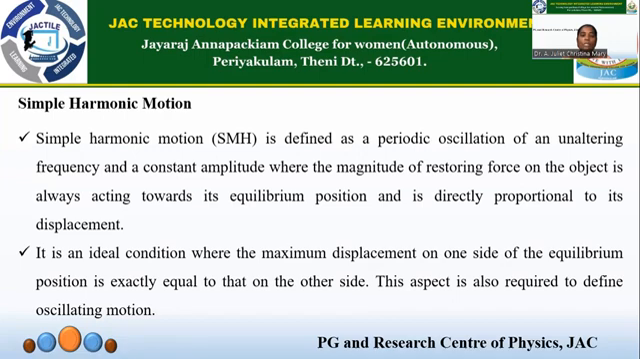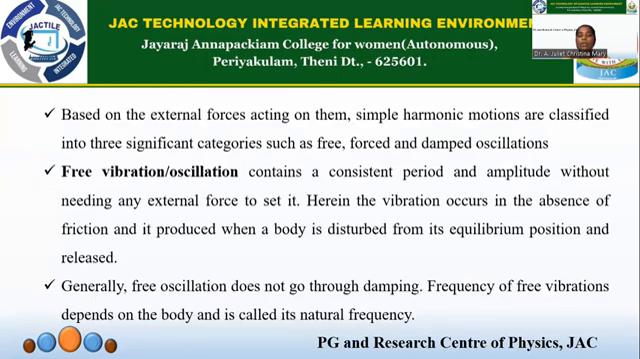Then we should know what simple harmonic motion is. Simple harmonic motion is represented as SHM. It is defined as a periodic oscillation of an unaltering frequency and a constant amplitude, where the magnitude of the restoring force on the object is always acting towards its equilibrium position and is directly proportional to its displacement. It is an ideal condition where the displacement on one side of the equilibrium position is exactly equal to the other side. Based on the external forces acting on them, simple harmonic motions are classified into 3 categories: free, forced, and damped oscillations.